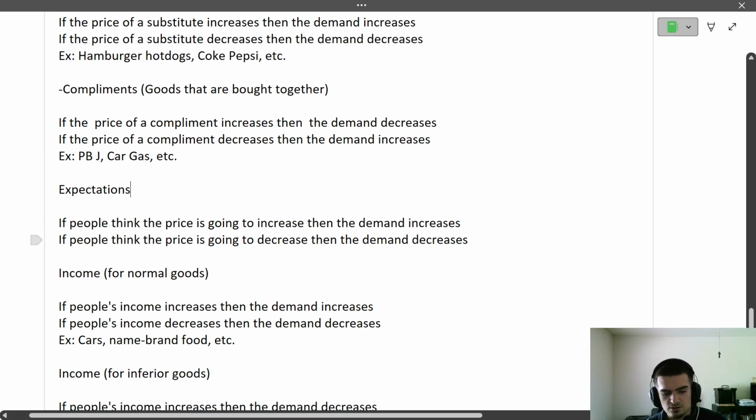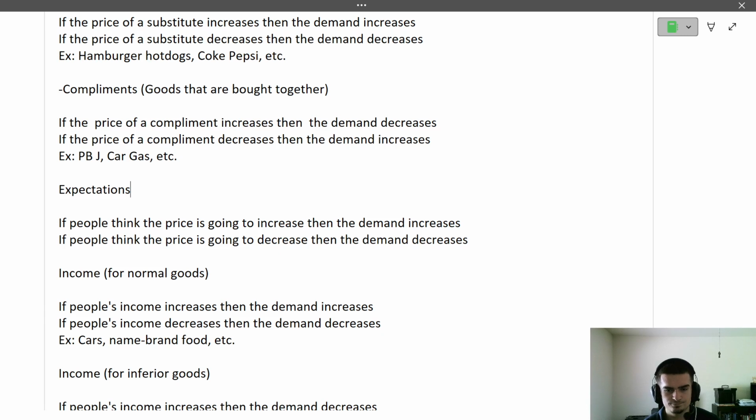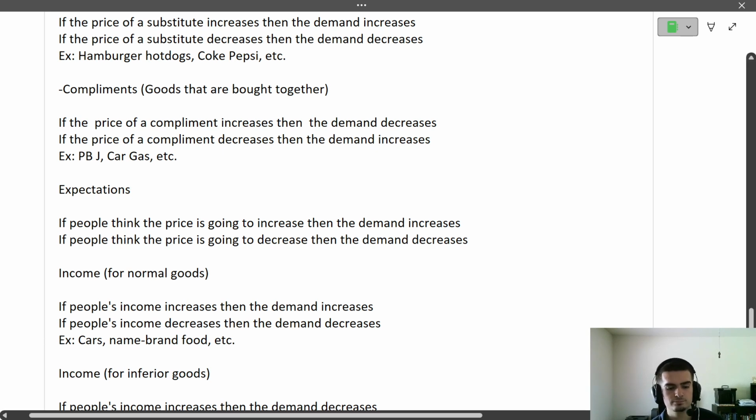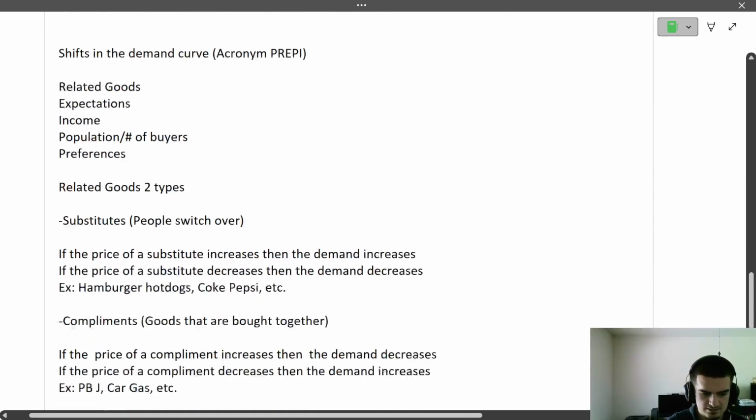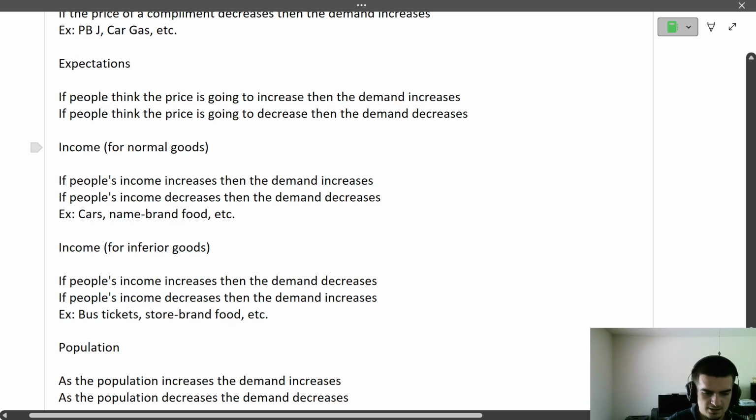If people think the price is going to decrease, then the demand decreases. So if you speculate that your favorite store is going to have a sale, like a summer sale, and it's April, then your demand now for whatever that good is going to decrease because you're anticipating that sale and expecting a cheaper price in the future, so your demand decreases now. So that's expectations. Next is income.